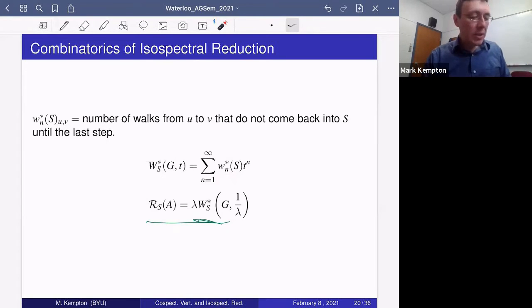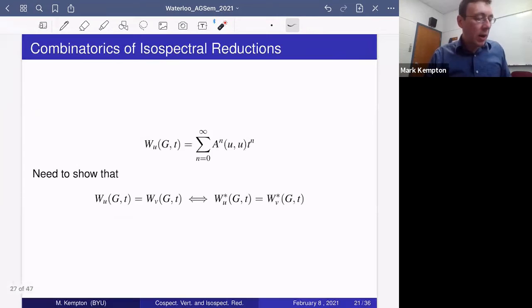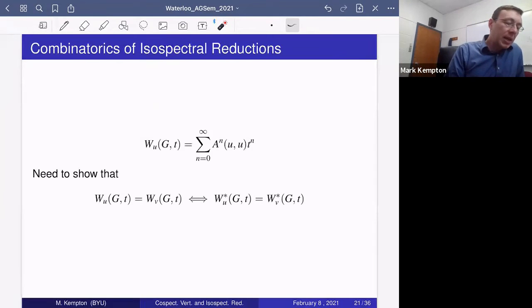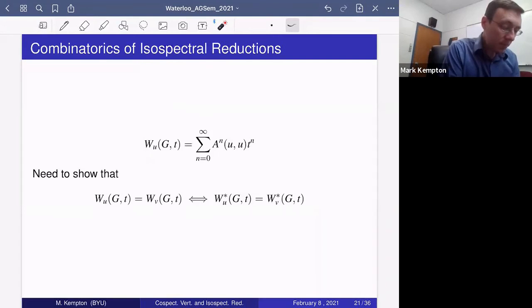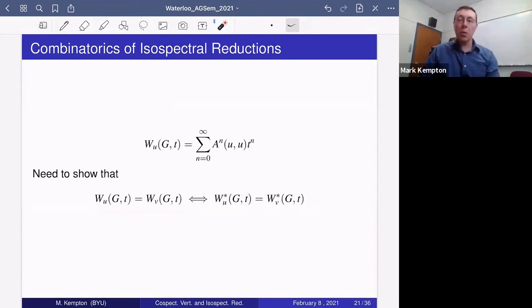Okay, so once we understand that about the isospectral reduction, then the proof of our result is really quite easy. So we already said, one way to prove our result is to prove that these non-returning walk generating functions at U and at V are equal to each other if and only if the walk generating functions at U and V are equal. We mentioned toward the beginning that these walk generating functions are equal if and only if the vertices U and V are cospectral to each other.